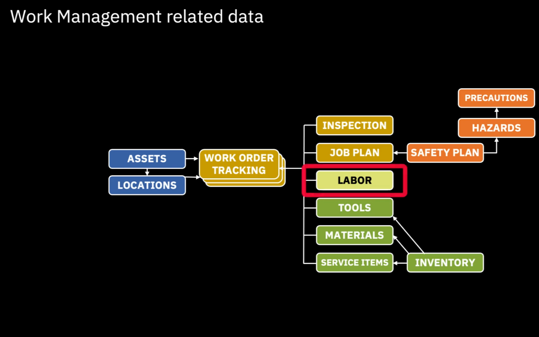The labour required to perform the work can be defined on the job plan or directly on the work order. It's usually defined as a craft and a skill level. The craft represents the type of work required, for example an electrician or a plumber, whilst the skill level is usually the experience required.